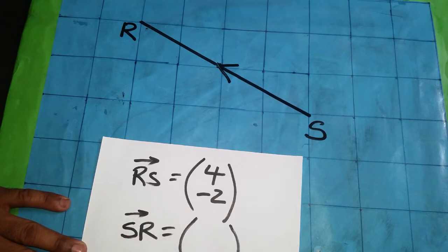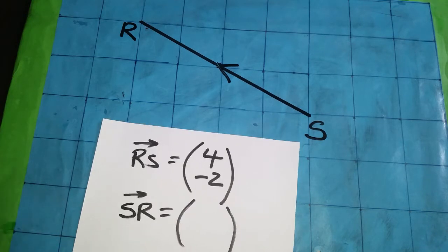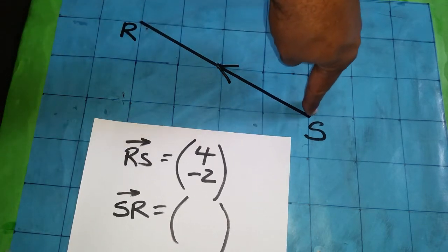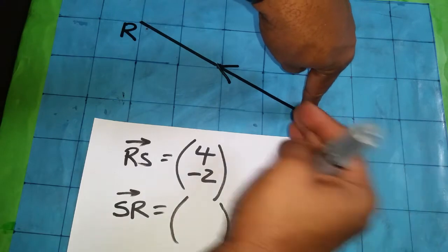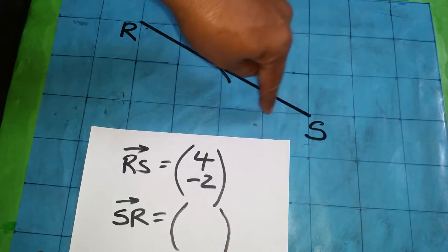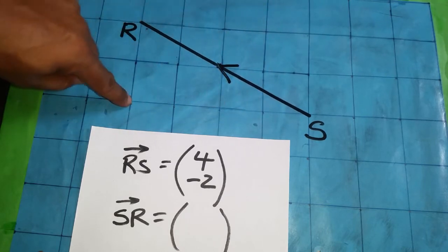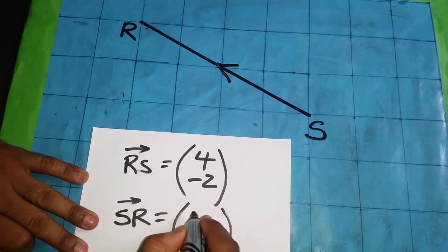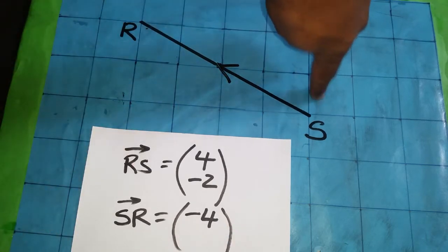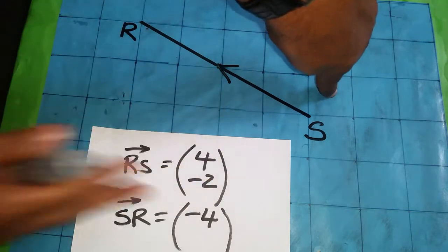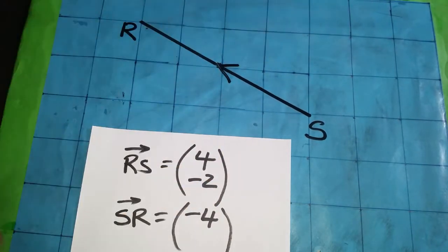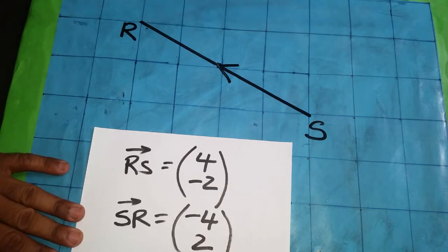And now we need to figure out the column vector form for SR. Now I'm going to put my finger at the foot and then ask, is the vector moving to the right or is it moving to the left? Clearly the vector is moving to the left. 1, 2, 3, 4 spaces to the left, and that means negative 4. Now, is it going up or is it going down? Clearly the vector is going up 1, 2 spaces, so that is positive 2.